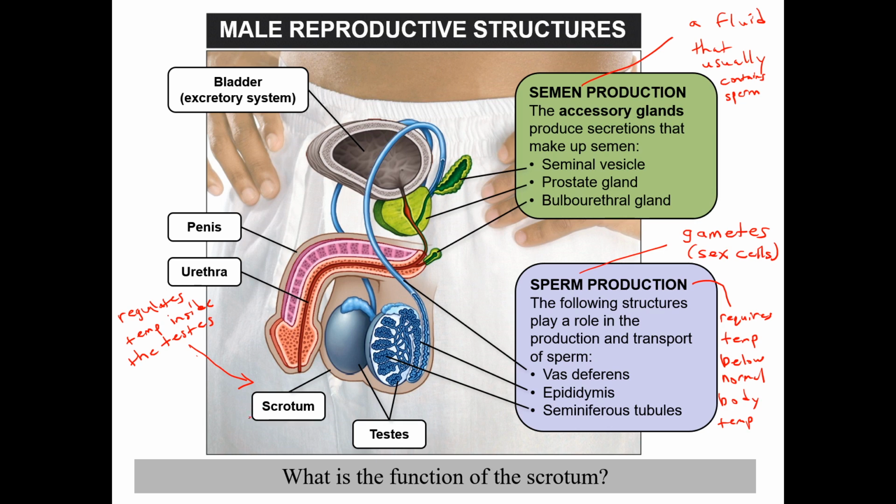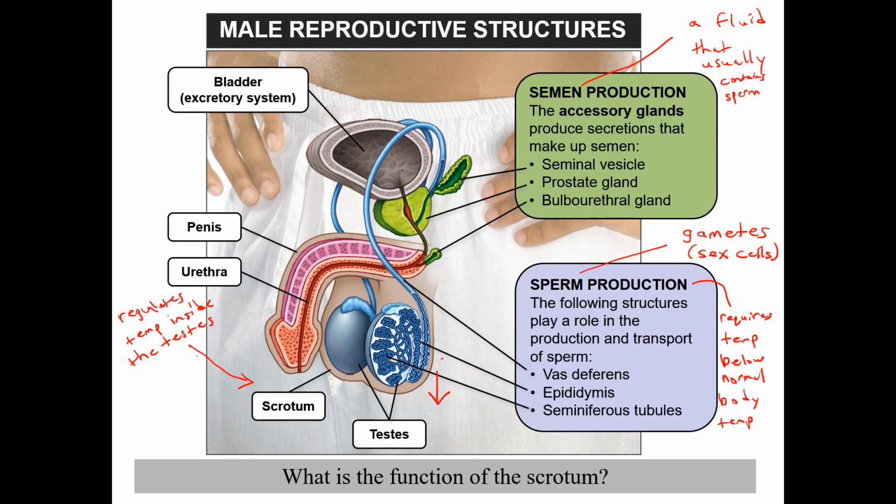So what happens is, let's say it's a hot day or a man's exercising. The muscles in the scrotum will relax, allowing the testes to move further down, away from the body. That then prevents them from getting as warm. They can remove more heat that way.